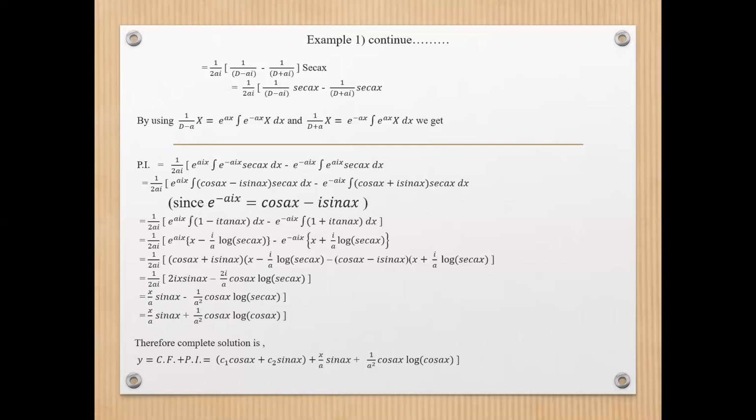So the corresponding complete solution is complementary function plus particular integral. So y is equal to c1 cos x plus c2 sin x plus this particular integral, x upon a sin x plus 1 upon a square cos x log of cos x. c1, c2 are the arbitrary constants. Okay, this type of problem belongs to the last type, so this is the previous type. Okay, getting me? It's all about the right hand side not belonging completely or partially to any one of the above items. Okay, thank you.